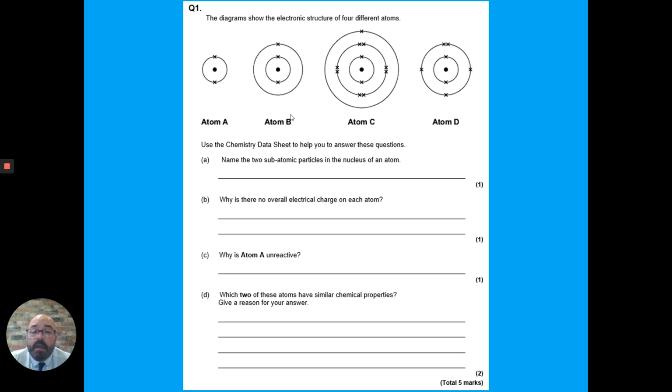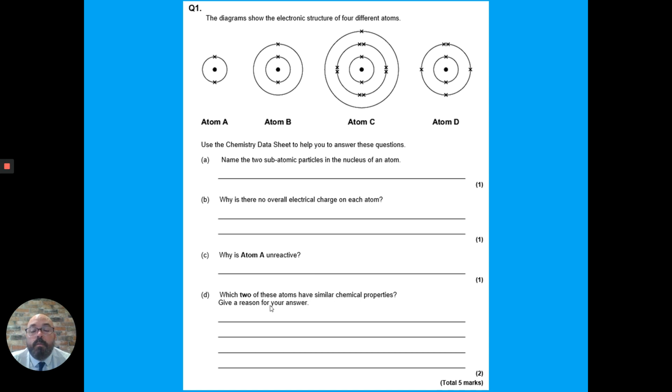And finally, question D, this is a 2 marker. It's quite a bit of space here. Please don't be put off by the space. Sometimes it's about the quality of the answer, not the quantity of what you write. We did give you enough space just in case you do tend to waffle your answers, but that's fine. Just make use of the space if needs be. So which of these 2 atoms have similar chemical properties? And then this is the key bit. Give a reason for your answer. So you can't just say 2 letters and leave it at that. You've got to give a reason.